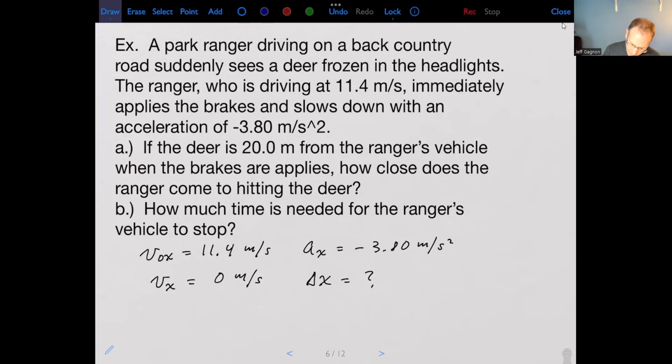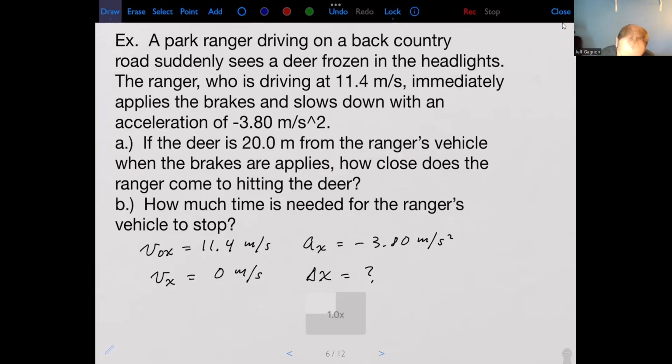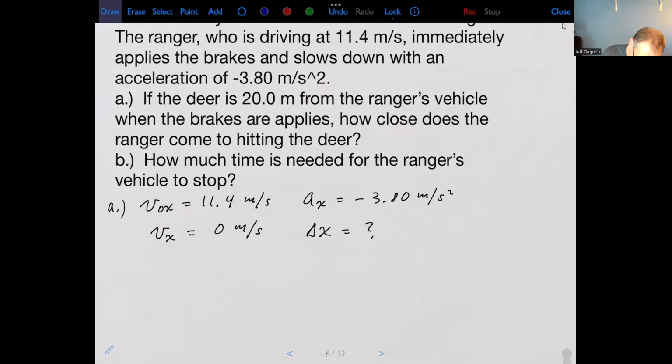So do we have an equation that allows us to solve for the unknown delta x, and it also has v naught x, vx, and ax, has the other information that we need? Yes, we do. It's the one that we haven't used yet, right? It's this equation. So this is really part A. It's this equation here, right? Vx squared equals v initial x squared plus 2ax delta x. Okay, so I can solve that for delta x.